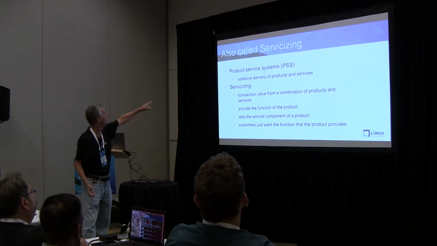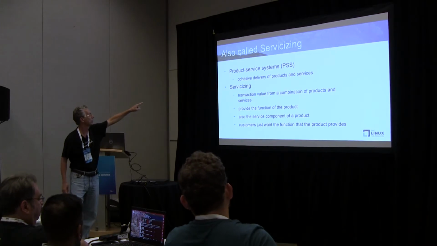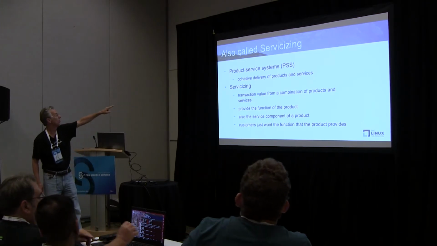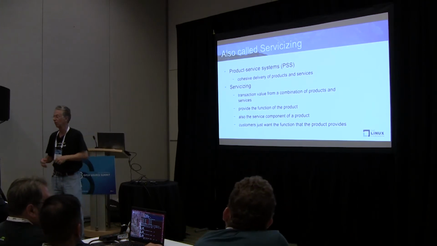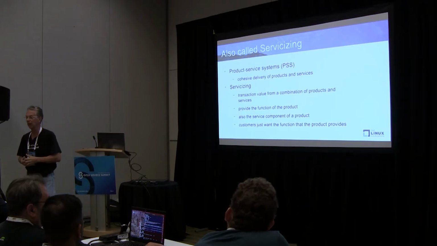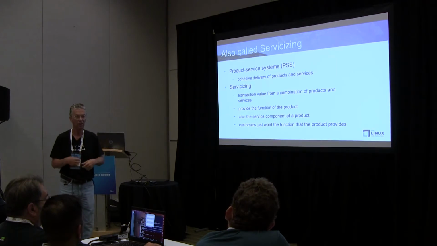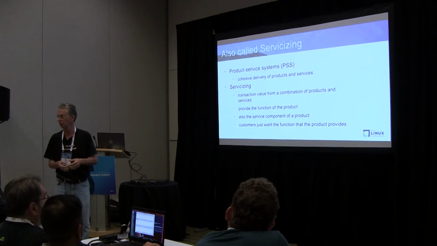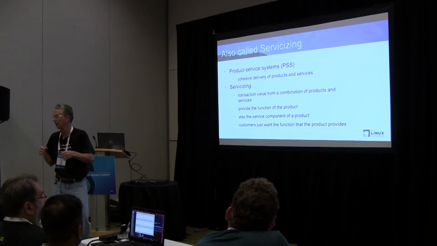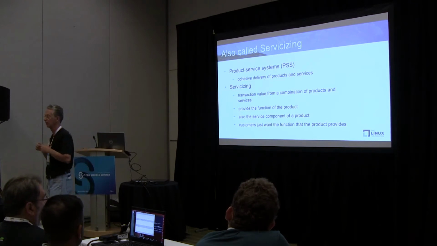And so what we found, what we call product service systems, is a cohesive delivery of products and services. So I can buy that as opposed to having to buy maybe an Amazon server, install that software on that server and go do that. I can just get that in one thing. For example, WordPress as a service. I don't have to install it.